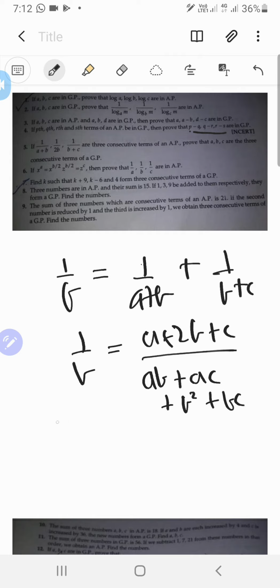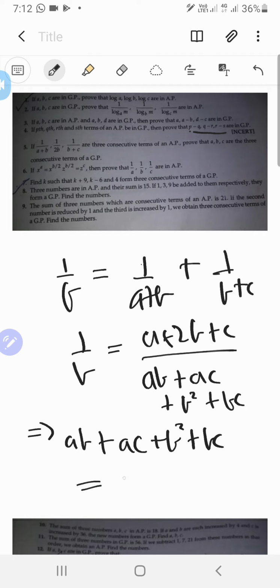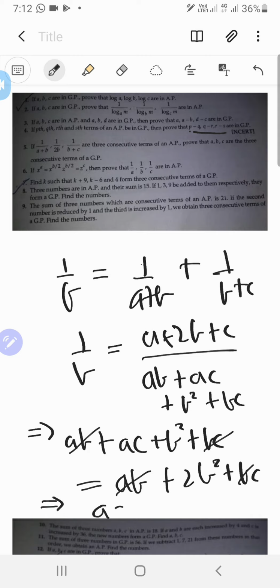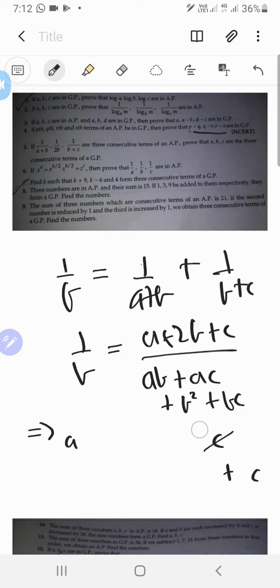From that we can say ab plus ac plus b squared plus bc is equal to ab plus 2b squared plus bc. So these things cancel. From that we can say ac is equal to b squared, which means that a, b and c are consecutive terms of a GP.